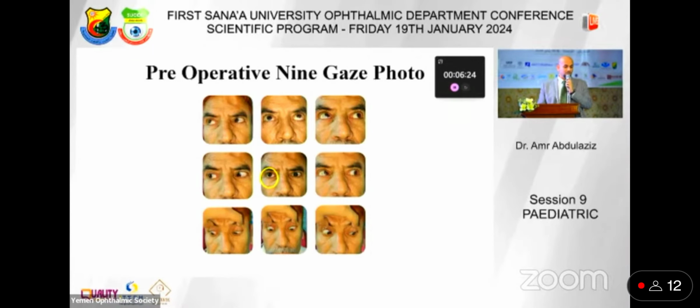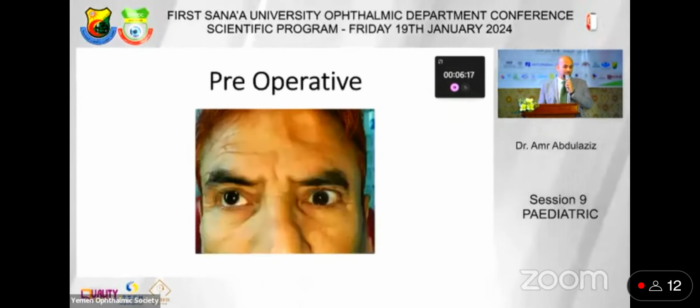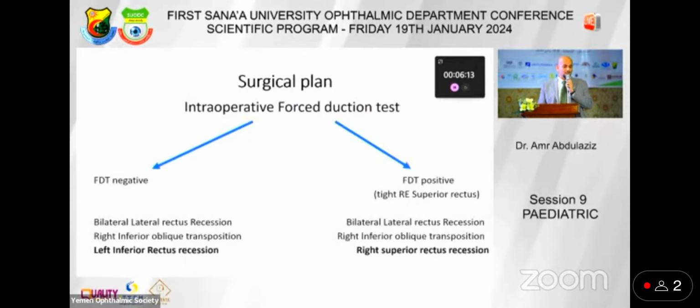The patient has right hypertropia, right inferior oblique overaction, and right superior oblique underaction. That is the preoperative primary position. So, the surgical planning: because this is a large hypertropia, 30 prism diopters, if I did only one muscle, that will not correct the full deviation. So I have to do 2 muscles. Usually inferior oblique alone will correct up to 15 prism diopters, nothing more than that. So I need to do 2 muscles.